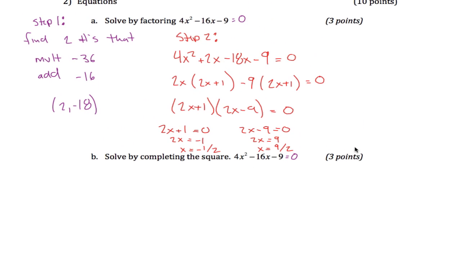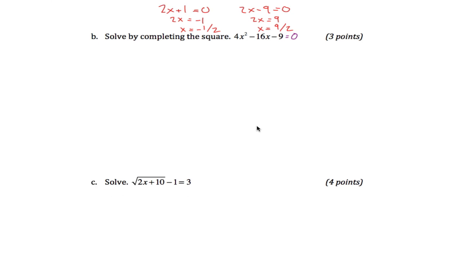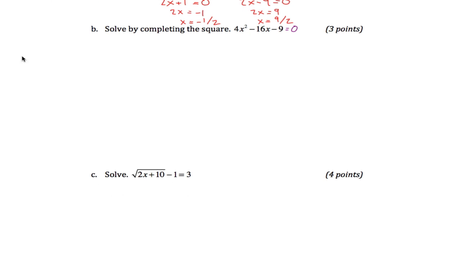Alright, kind of had to jam it in there, but that is the solution here. These are our two answers for solving this equation. Now we want to solve by completing the square, so do the same thing again. Maybe I should switch colors. It's the exact same equation, so we should get the same answers. I just want to see you do it a different way.